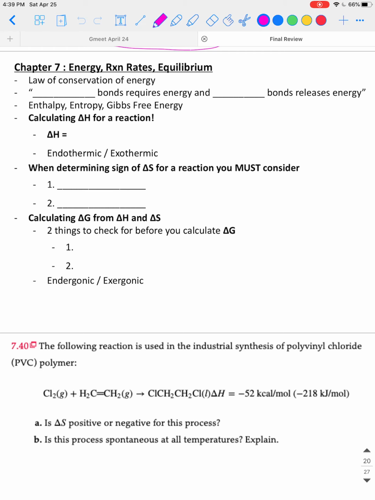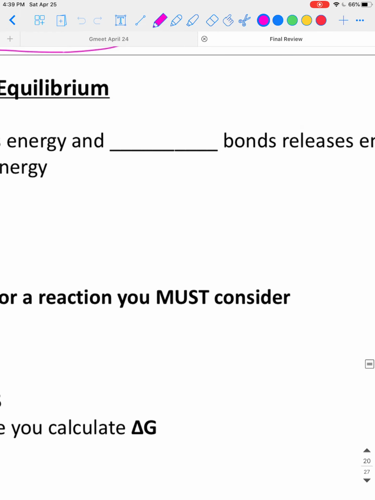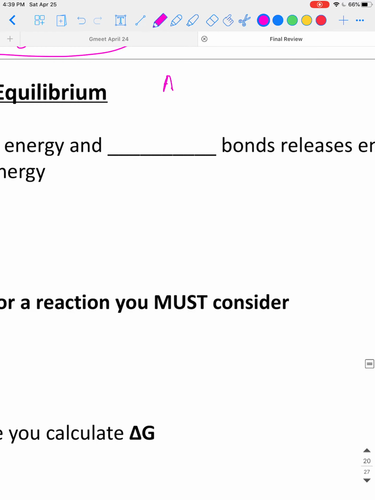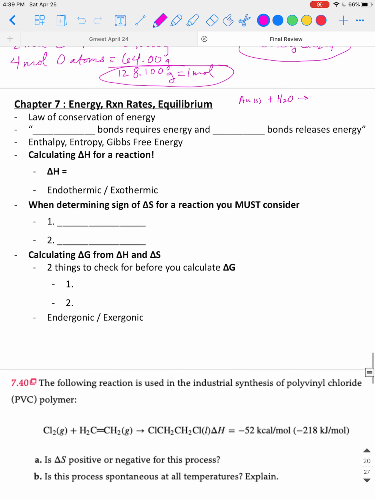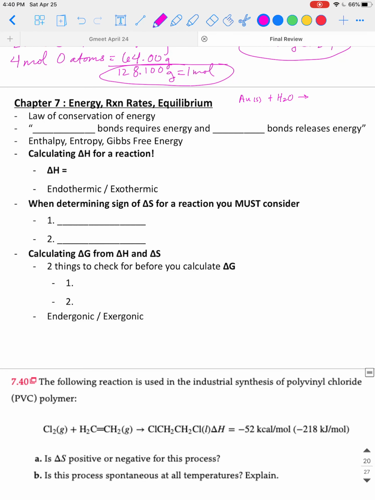But we basically started by saying, okay, just because you can write and balance a chemical equation, that doesn't mean it's going to happen, okay? I could write an equation, for example, of gold, Au, which is a solid, plus H2O. And I could write a balanced equation for this, but just because I can write an equation for this doesn't mean if I drop a gold ring into water, you're going to get a reaction, okay? That was actually the example I used from lecture.